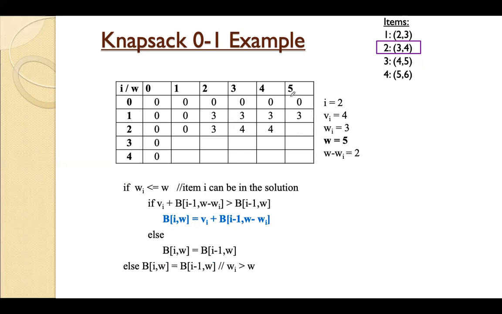That is, the knapsack capacity is weight 5. Then we can place both these items in the bag. If you place both the items in the bag, profit will be 7. 3 plus 4, we'll add these two items together and we'll write 7 here. That is, we have considered both the items. That is what it is doing here. Vi, the profit, is 4. B of i minus 1, W minus Wi is the previous value. So this 3 plus 4 we'll add, we'll write 7 here.